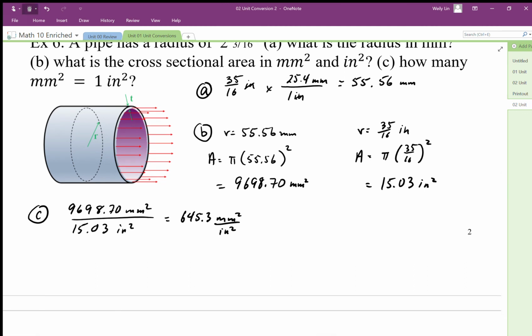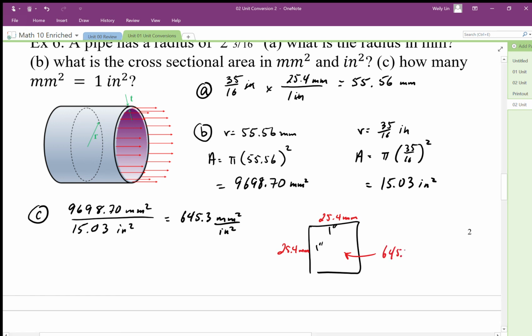We could also think of it this way. And this might be a more intuitive way to think of it. I have 1 inch squared, so that's 1 inch, 1 inch, so that's going to be 1 square inch. And on the outside, I'm just going to write the equivalent measurement in millimeters. So when I multiply that together in millimeters, I'm going to get millimeters squared. So I go 25.4 times 25.4. And I get 645.16.